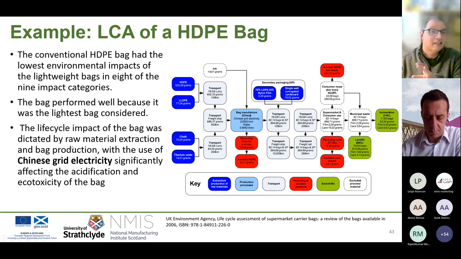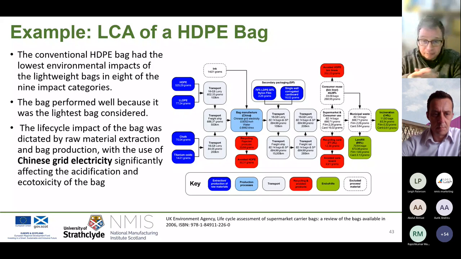So a bit of it is not as simple as it sounds. It's not the actual process of making it. A lot of the footprint is attached to transportation. And of course, the lighter it is, the lower the footprint from that. And it puts down here the life cycle impact of the bag. Really, it was raw material extraction and the production, which uses a Chinese grid. Most of the Chinese national grid is still using coal-powered fire stations. So the source of the energy is not ideal as well.